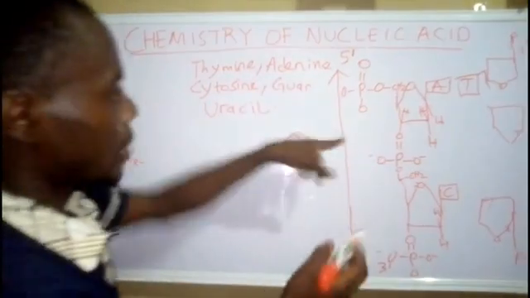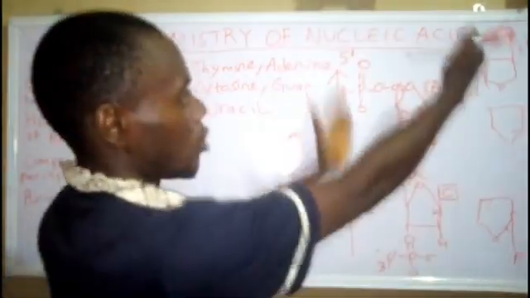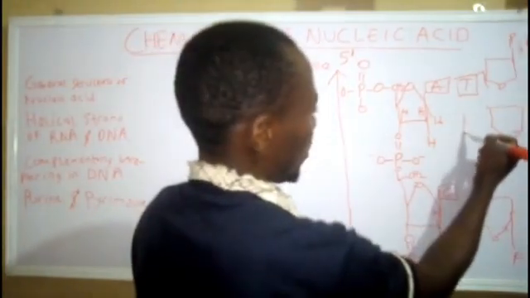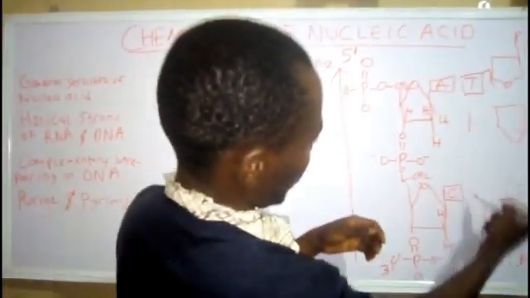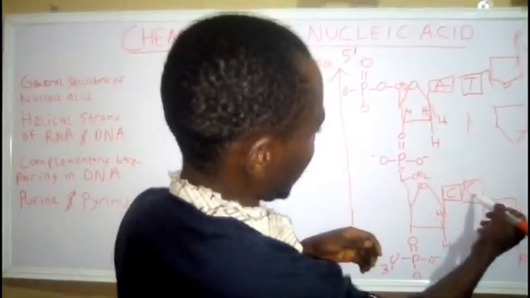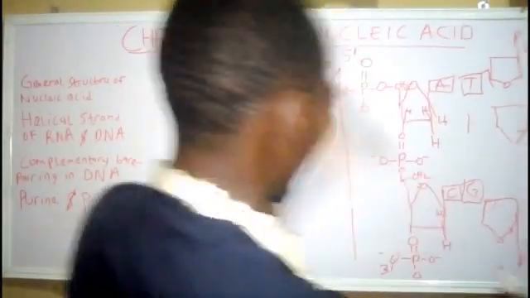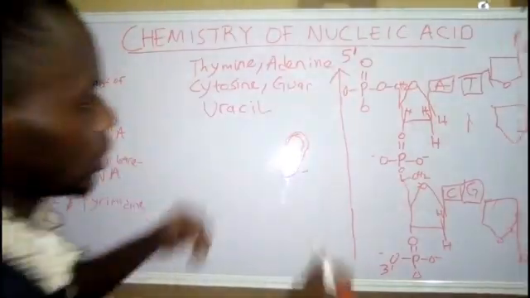Now let me quickly show you something. So this is what we mean by anti-parallel. So thymine will be here. Then what else do we have? Okay, cytosine and guanine will be here. So the same way like that. Now look at something. Let me quickly show you.